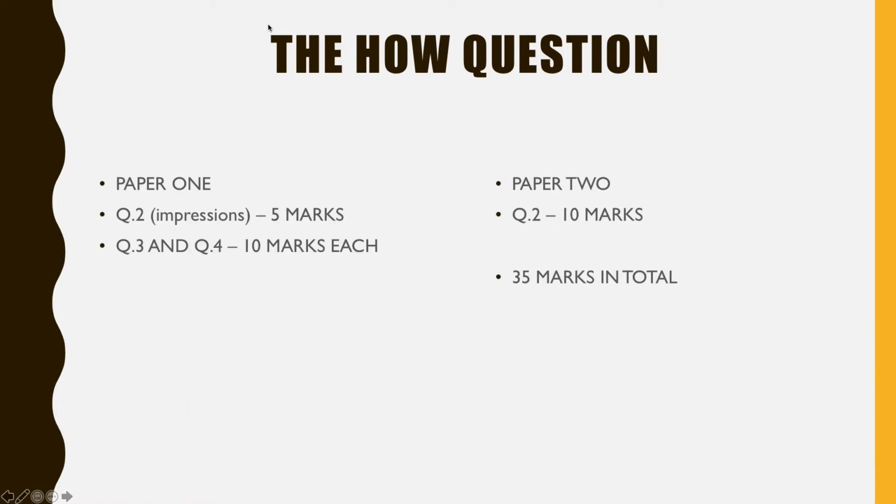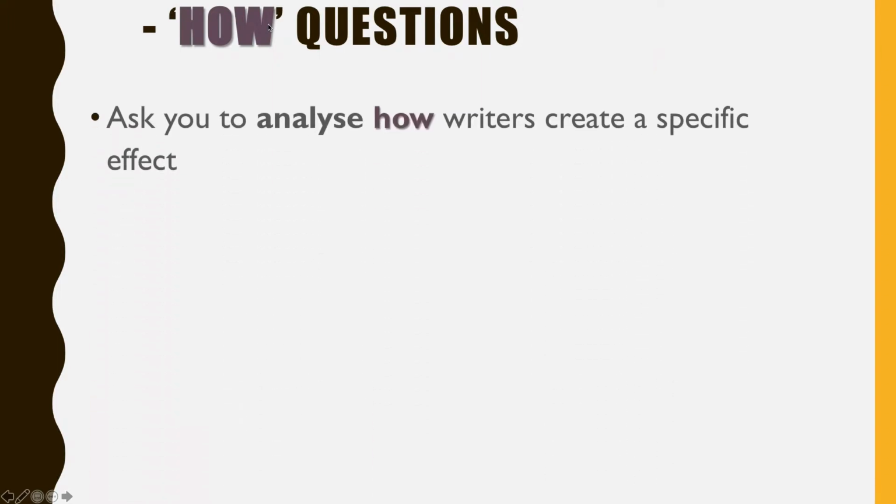Here we have a breakdown of the specific how question. It's 25 marks in paper 1 and 10 marks in paper 2, so 35 marks altogether. If you can get this question clear in your mind and practice it a lot, once you're confident about doing one of these questions, you should be able to apply the same skill and knowledge across the board to each question there.